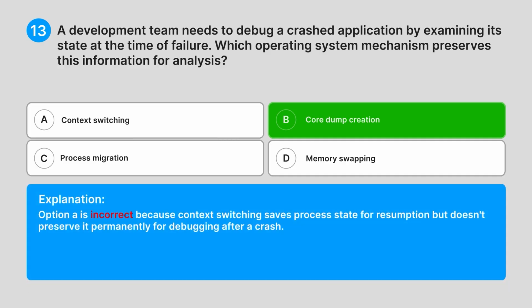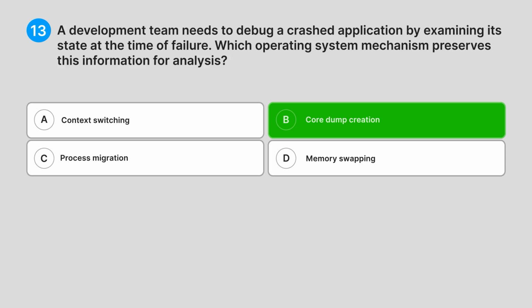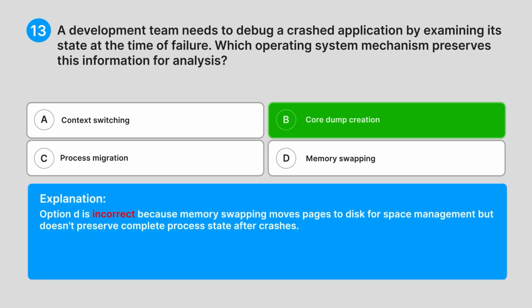Option A is incorrect because context switching saves process state for resumption, but doesn't preserve it permanently for debugging after a crash. Option C is incorrect because process migration moves running processes between systems, but doesn't capture crash state for debugging purposes. Option D is incorrect because memory swapping moves pages to disk for space management, but doesn't preserve complete process state after crashes. Core dumps are invaluable tools for post-mortem debugging.